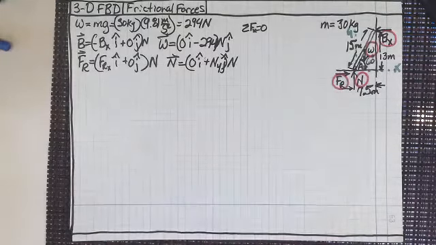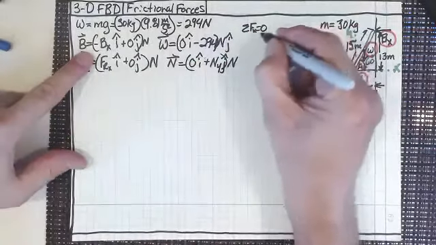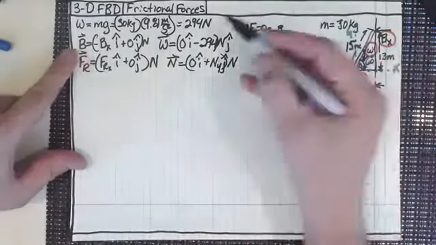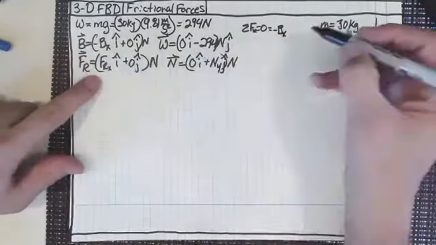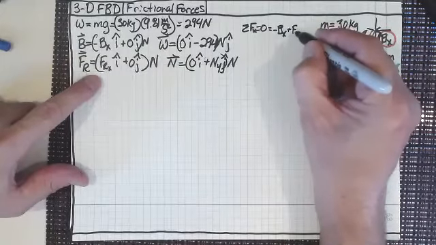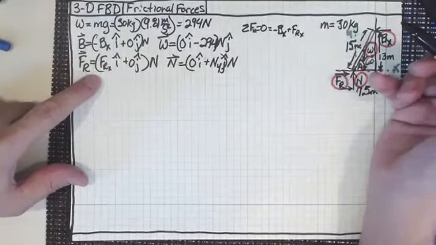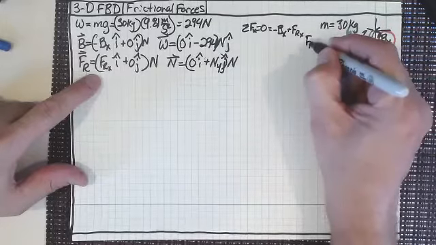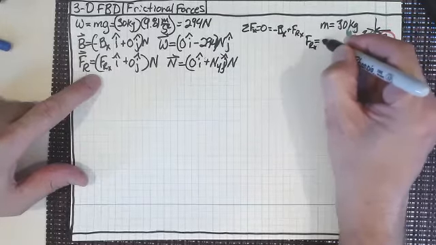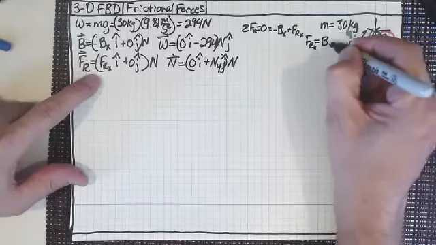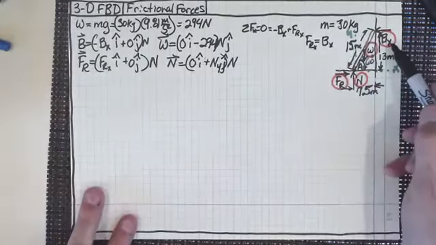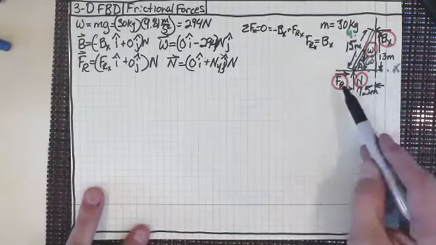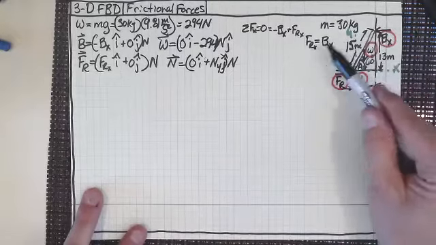We're going to sum up our forces in the x direction. Let's just look here. So I've got minus B sub X, zero, zero, and then plus F sub R X. That equals zero. So we know that F sub R X equals B sub X. And of course that's true because I've drawn B sub X in the negative direction, right? I've chosen it in that direction, so I had to keep it in that direction.